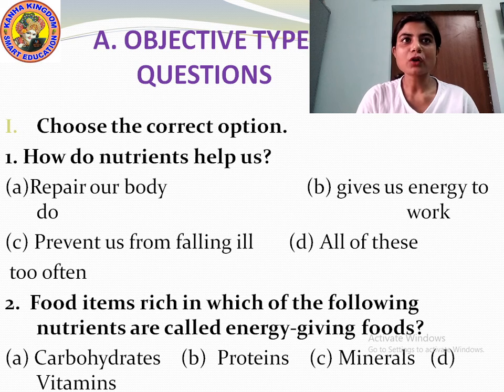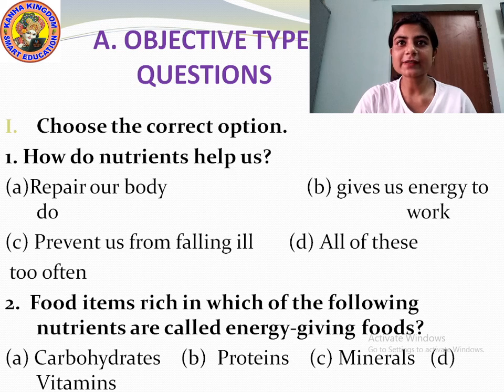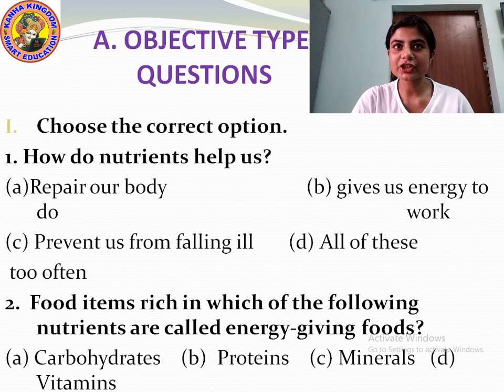Number one, how do nutrients help us? The options are: repair our body, gives us energy to do work, prevent us from falling ill too often, all of these. What is the answer? The answer will be all of these, because nutrients give us energy, repair our body, and also prevent us from falling ill. So the answer is D, all of these.